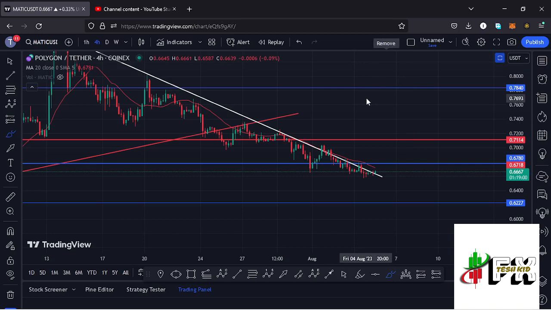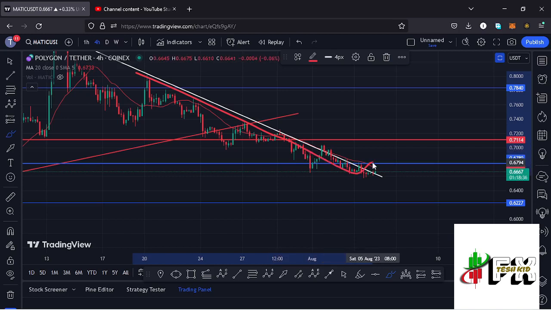We are also seeing a bit of a break to the upper side above this descending trend line that I've been having here on the charts, and the moment we manage to fully break above this descending trend line, I will be watching for a successful retest, maybe on the 1-hour chart or maybe on the 4-hour chart, and from that point we can easily see a break above resistance, get a successful retest, and from that point we can easily see Matic get above the $0.7114 mark, which is our next key area of resistance.